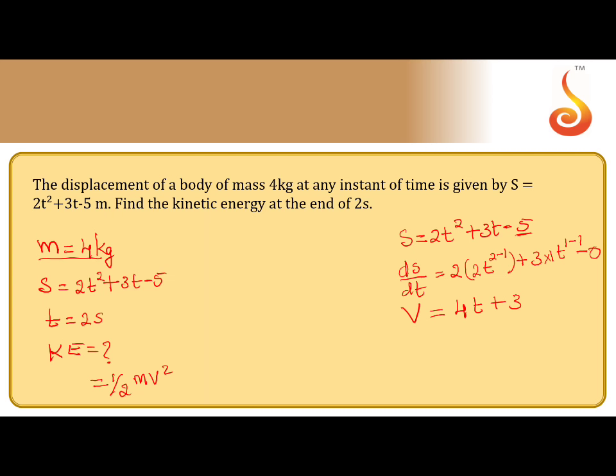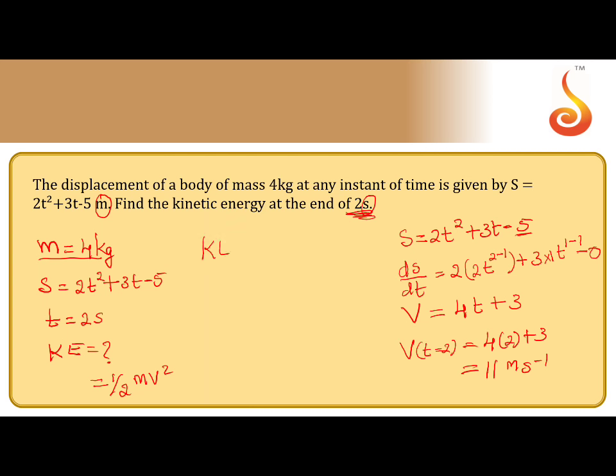ds by dt is nothing but velocity. We got the velocity of the body when the time equal to t seconds. Find out what is the velocity when the time equal to 2 seconds. V when time equal to 2 seconds will be 4 into 2 plus 3. This is 8, 9, 10, 11. 11 meter per second. So if you look at the data here, S is in meter, time is in second. At the end of 2 seconds, velocity is 11 meter per second.